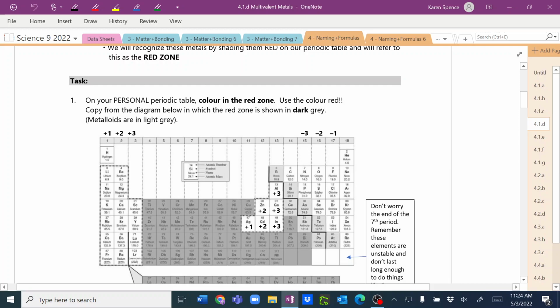Okay, so you're dropping letters all over the place. So only drop the O and the A in front of oxide.